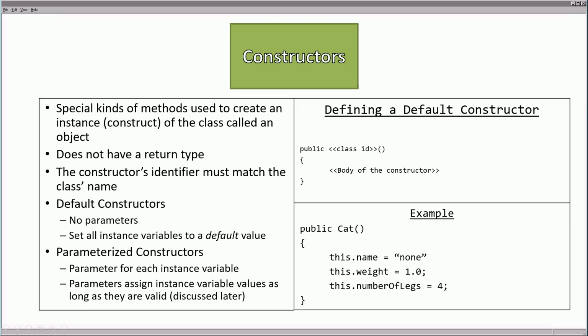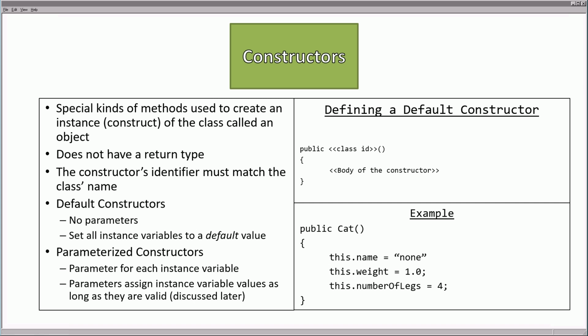Next, we need to write constructors. Constructors are very special kinds of methods that are used to create an instance, or construct an instance, of the class, that's called an object. These are not like other methods because first of all, they do not have a return type, and also their identifier must match the class identifier.